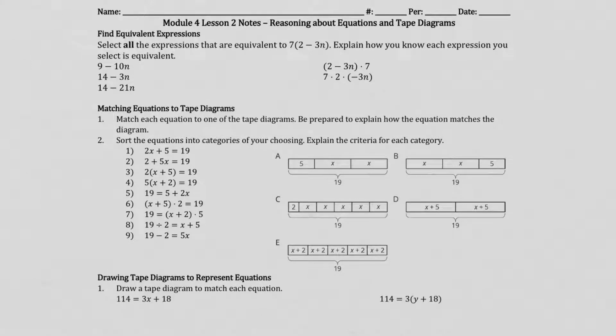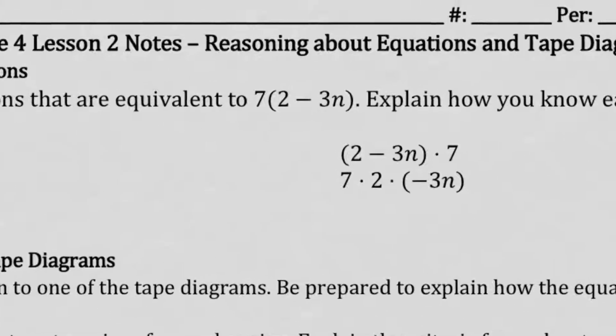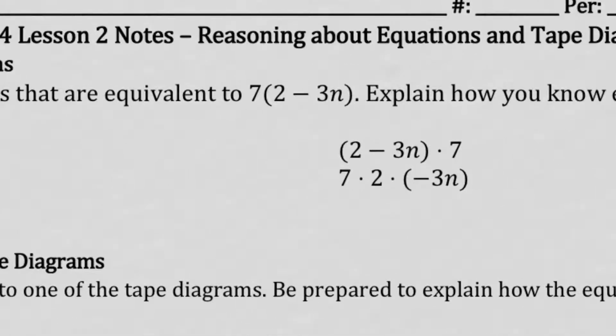Alright, so here's our notes for today. The first thing: select all the expressions that are equivalent to 7 times (2 minus 3n). Remember, this is just where we're using the distributive property, like we practiced a few class periods ago.